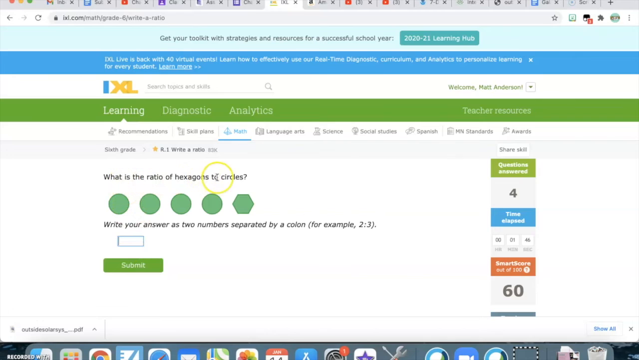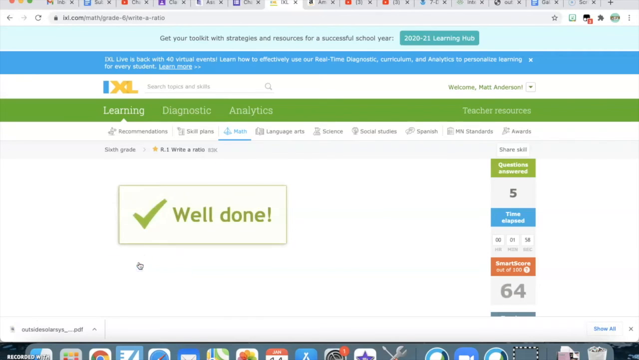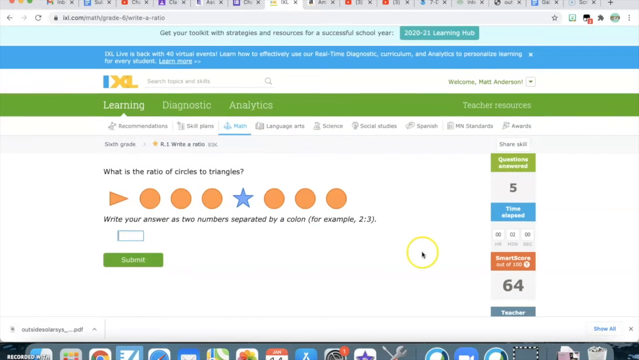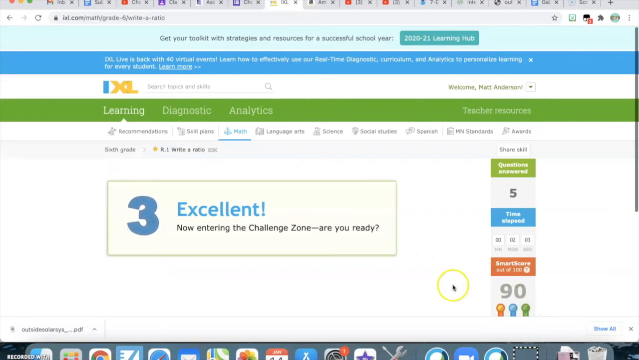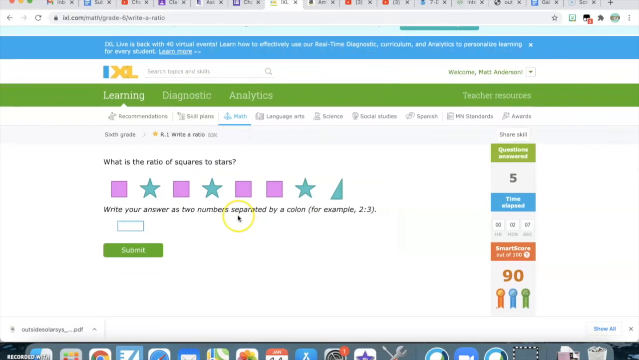It's the ratio of hexagons to circles. There's only one hexagon, and so I type that first, and there are 1, 2, 3, 4 circles. So make sure you read the question carefully, and that is basically the first IXL. Even the challenge zone here isn't too bad.